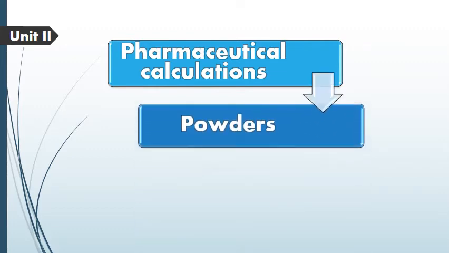Next chapter deals with powder. Powder is a solid dosage form. So what is the definition of the powder? What are the various classifications of powder, advantages, disadvantages, etc. are covered here. Also the official preparations such as dusting powder, effervescent powder, hygroscopic powder, eutectic mixture and geometric dilution will be covered in this chapter.